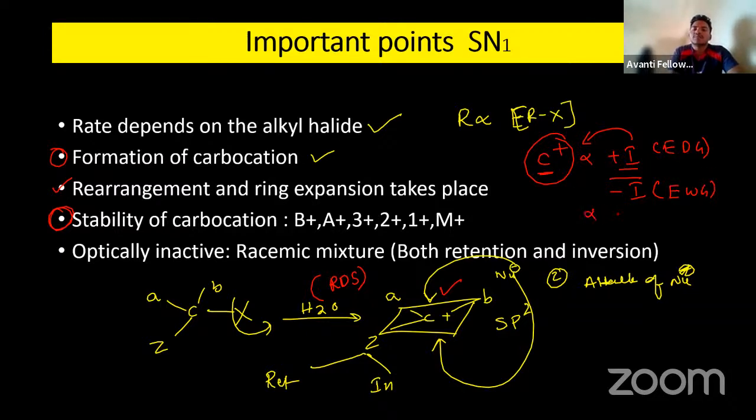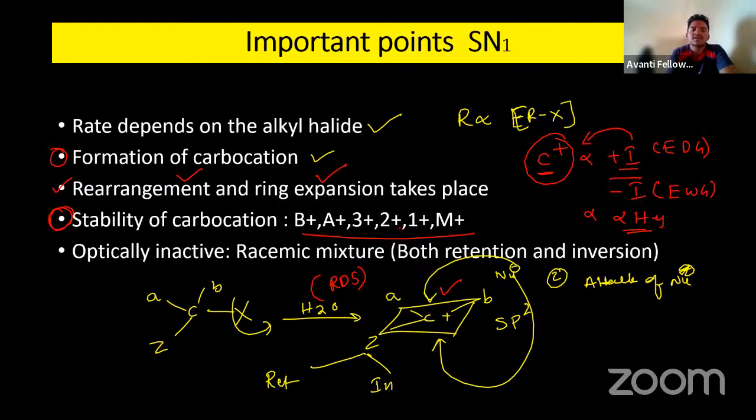Another way is by counting the alpha hydrogens. If you know the number of alpha hydrogens, you can also get the stability order: the more the alpha hydrogens, the more the stability of the carbocation. This is what we learned in the previous GOC classes of class 11. To judge the stability of a carbocation, we can also consider rearrangement and ring expansion. Now, regarding the stability of carbocation, I mentioned certain things here.